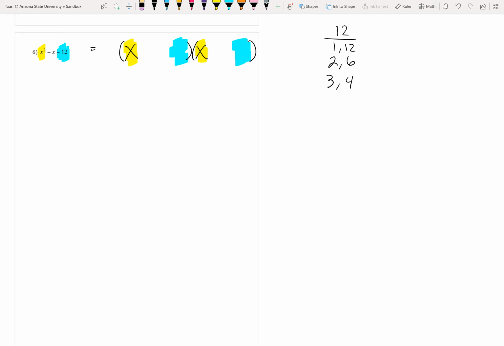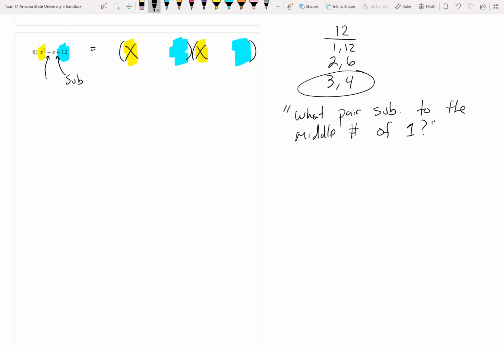What I do next is take a look at the last symbol here, which is a minus. That's going to make me think of subtract. So my thought process, my logic, is I'm asking myself this question. What pair subtracts to the middle number? The middle number in this case, you don't see it, so it's always a 1. And it doesn't take a lot of thinking to know that 3 and 4 subtract to a 1. So put a 3 and a 4 here.